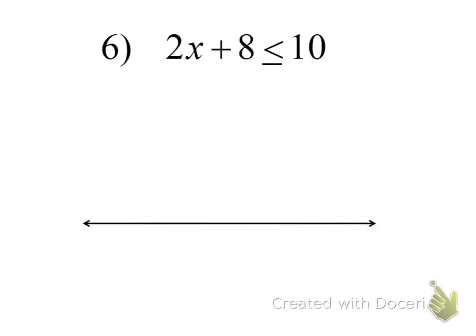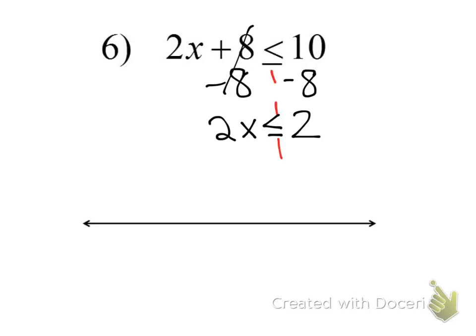All right, number 6. How should I start this one? Subtract 8 from both sides. Very good. So I have 2x is less than or equal to 2. Then what? Divide by 2 on both sides. Very good. That's 1. So x is less than or equal to 1. That's what I want to graph.